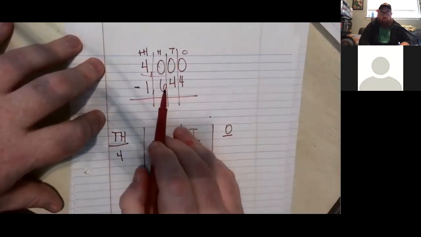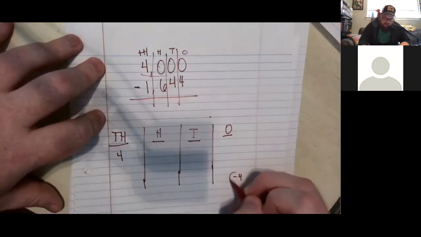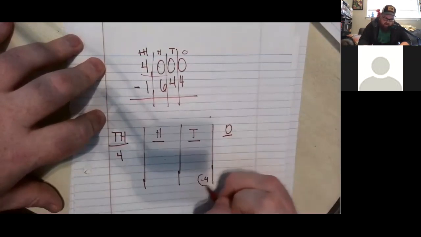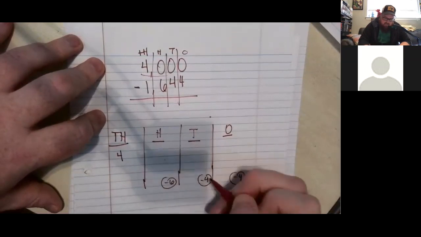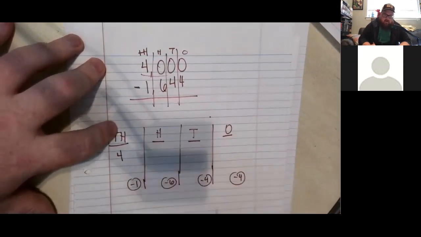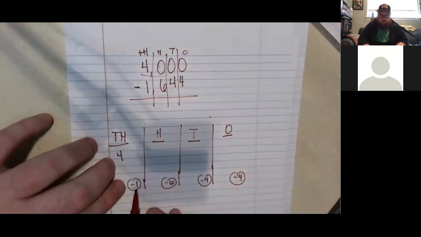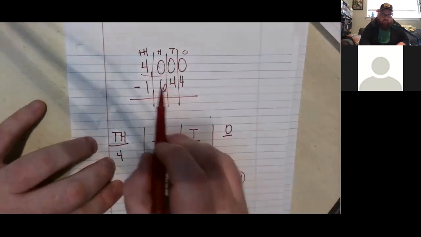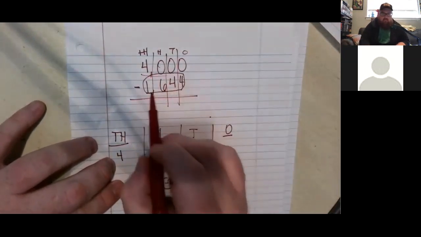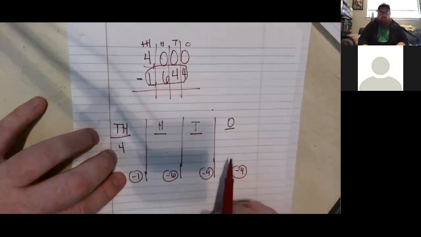Now I'm going to write out what I'm subtracting. I need to take a 4 out of here, a 4 out of here. I need to take a 6 out of the hundreds. I need to take a 1 out of the thousands. Notice that these numbers match these numbers. Okay, now let's start subtracting.